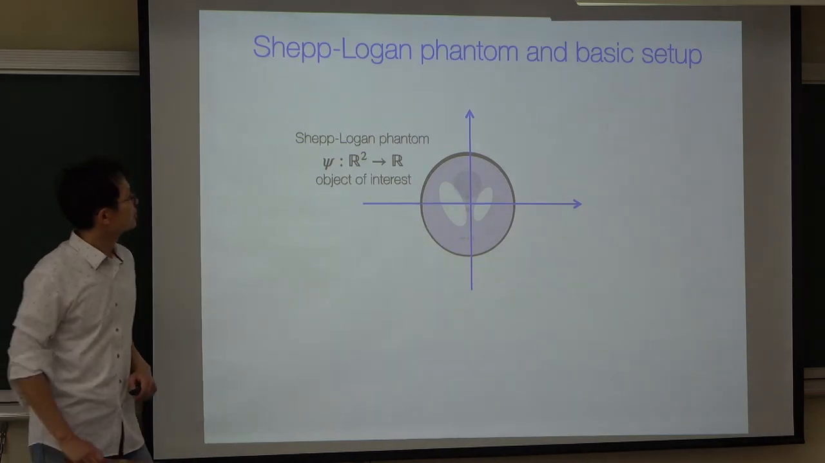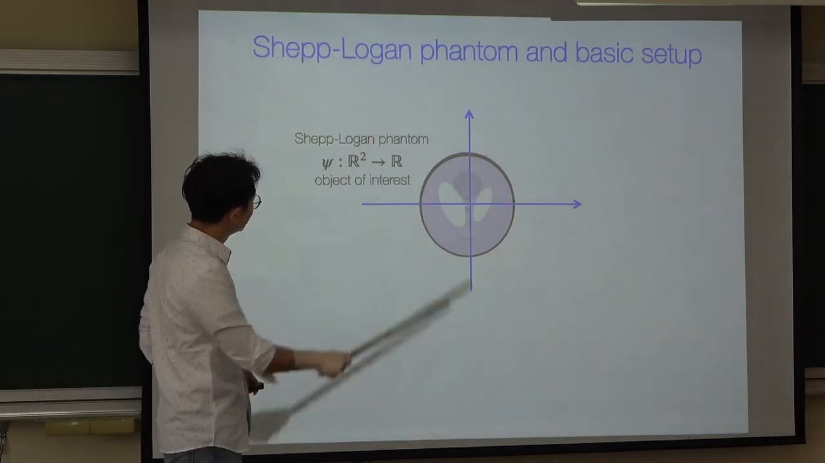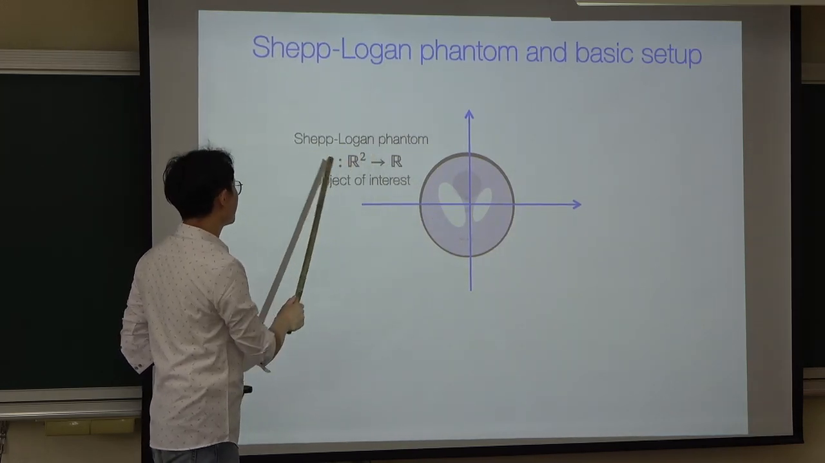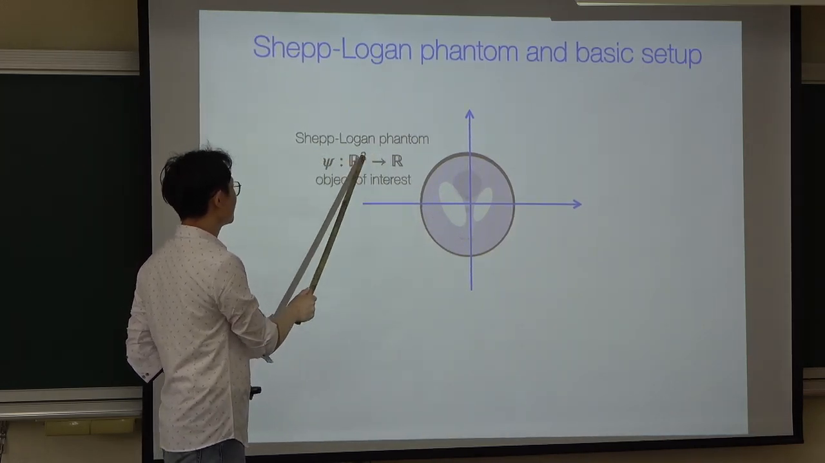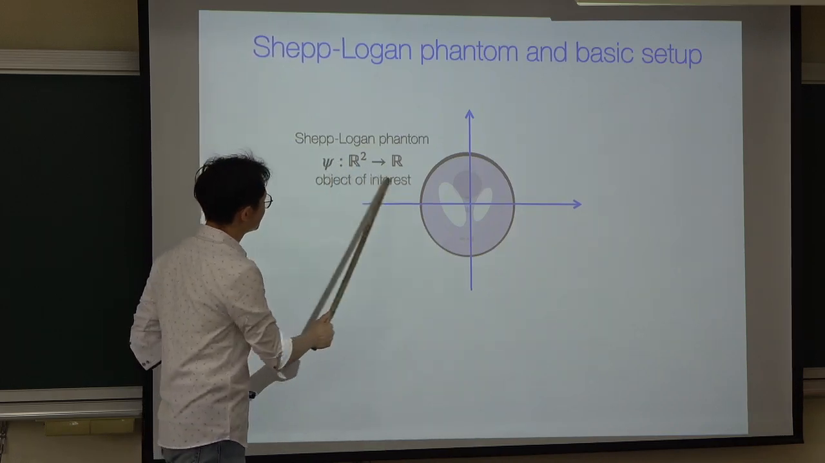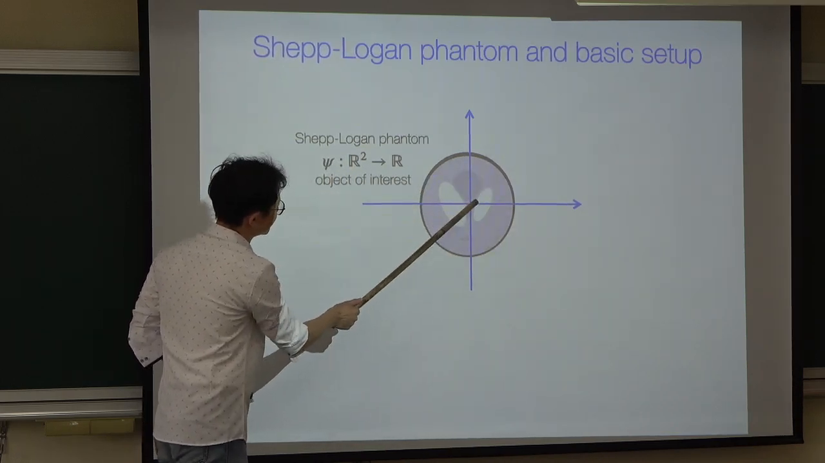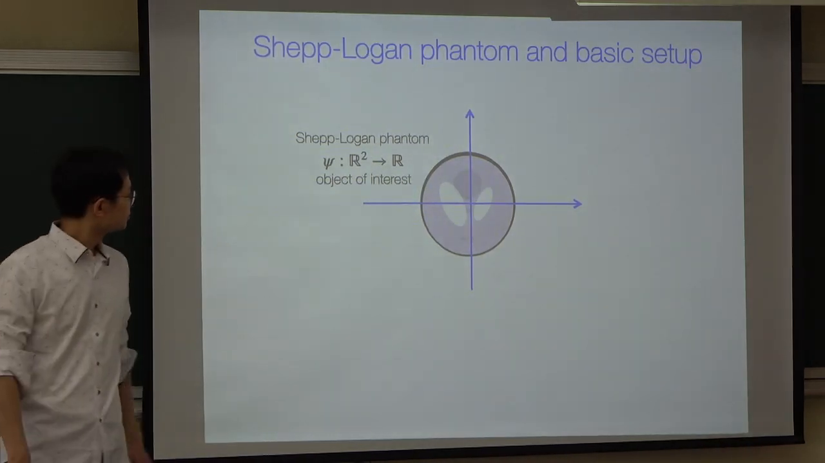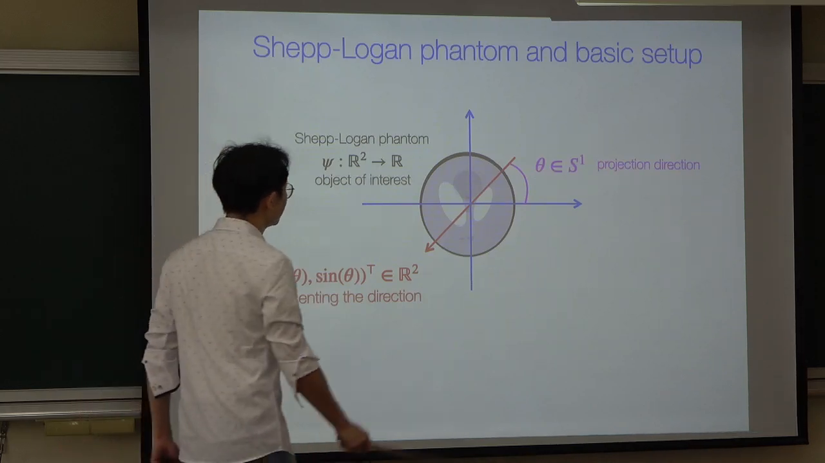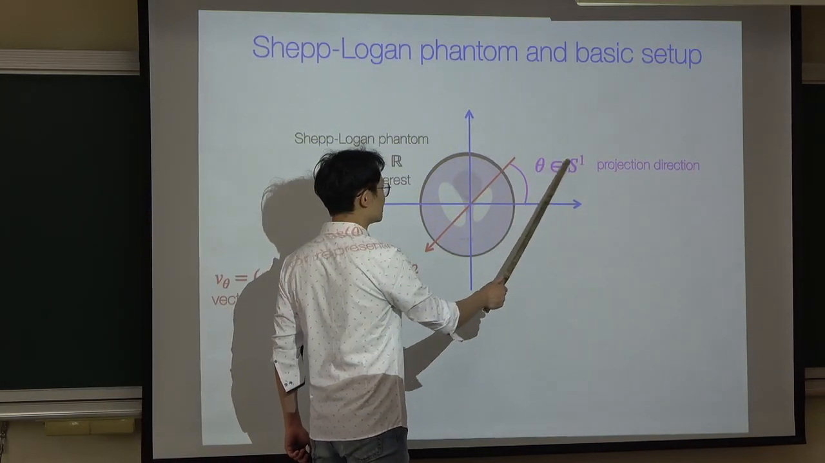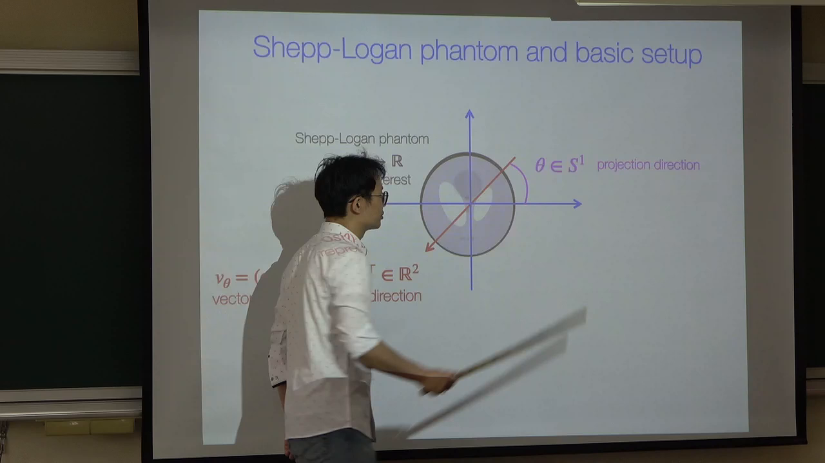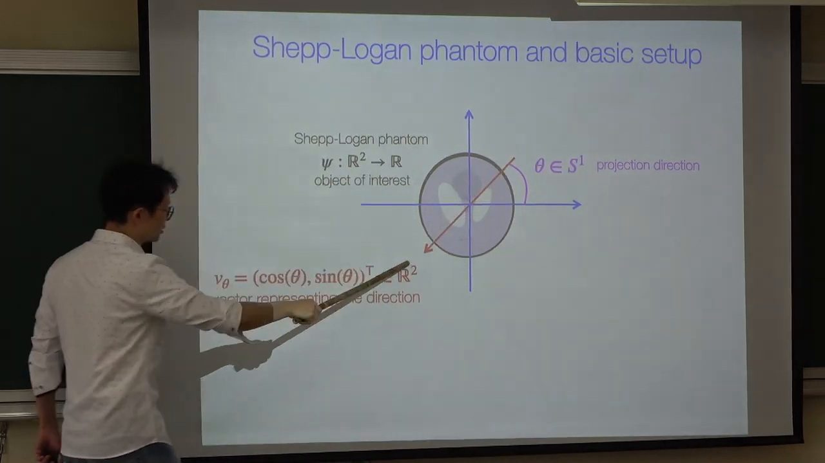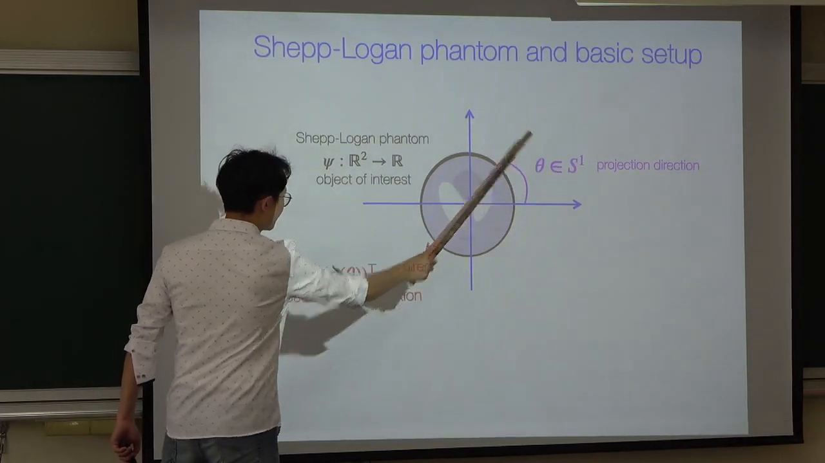So what is a shape-loaded phantom? This is a shape-loaded phantom, which looks like this, and you can view it as a function defined on R2. This is actually an object of interest, put in the center of the XY plane. So it's a two-dimensional image. Let's consider theta, which is in S1. We view it as a projection direction, and this is how it is projected.